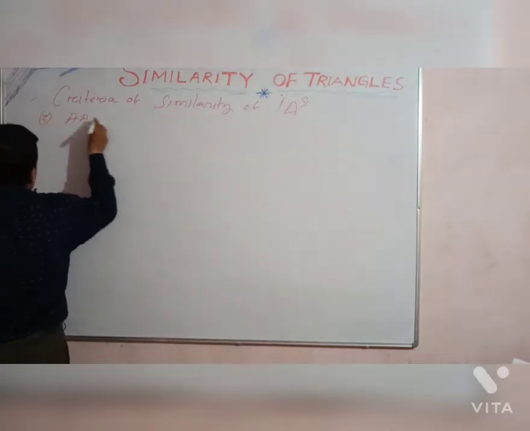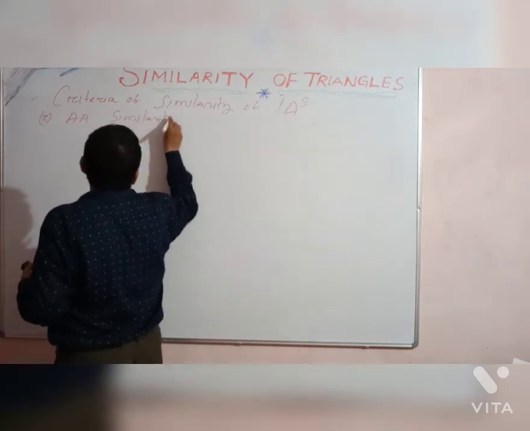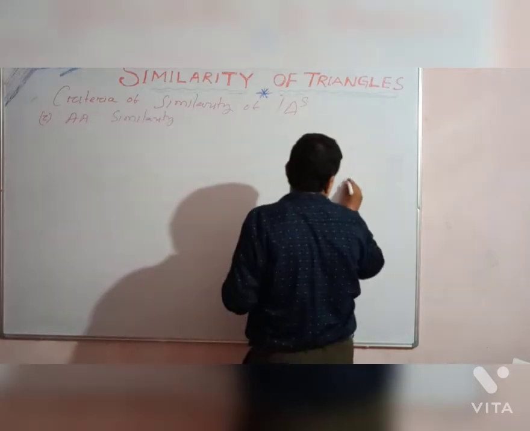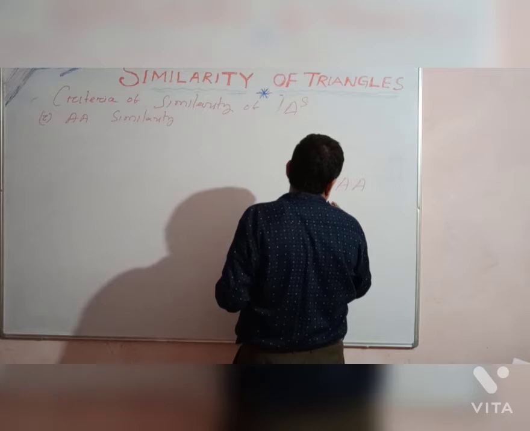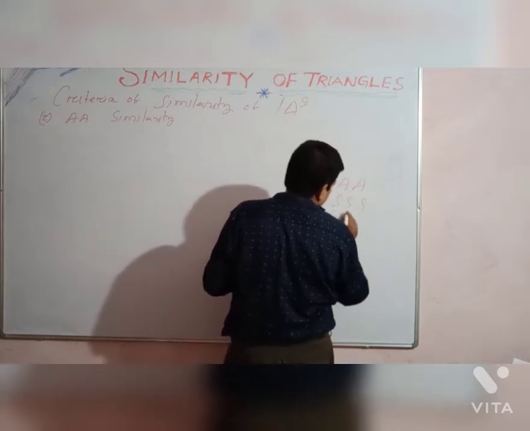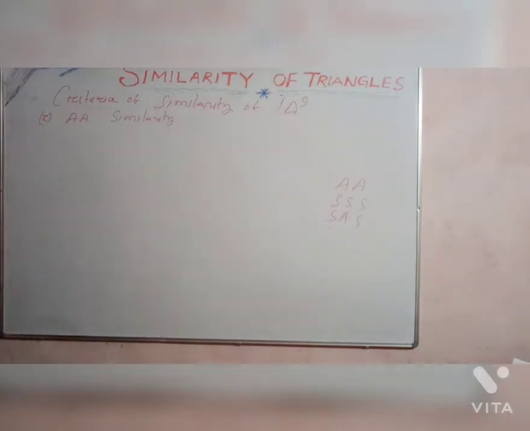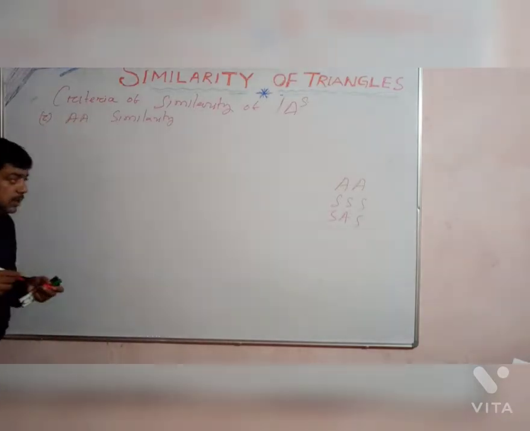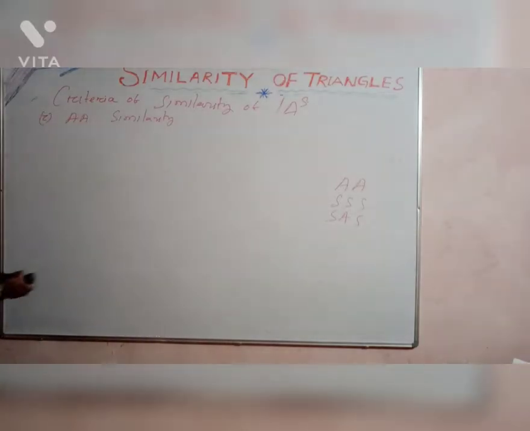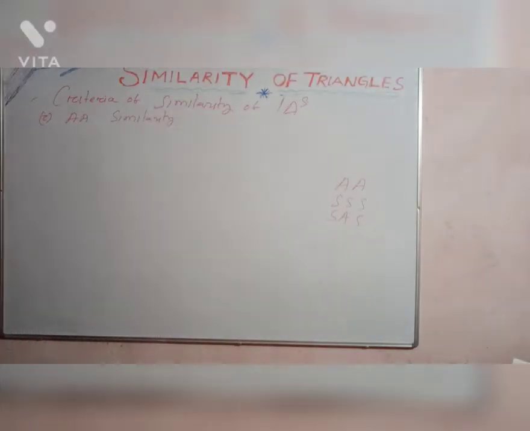What are they? First one, write down angle similarity. Another one, side similarity. So these are the criteria of similarity of triangles. Just consider here angle similarity and side similarity. Okay, angle similarity means what is that?